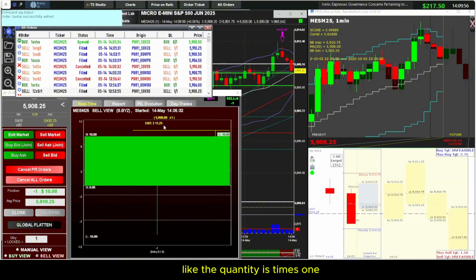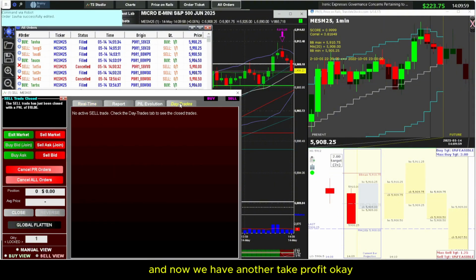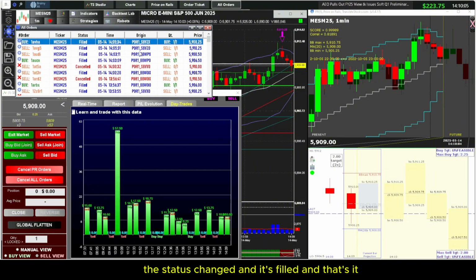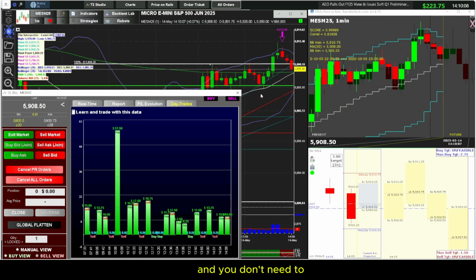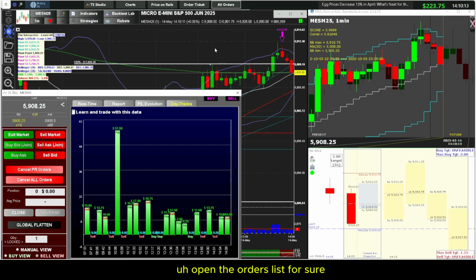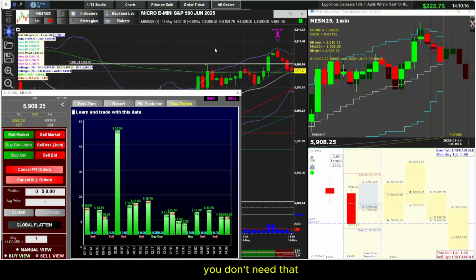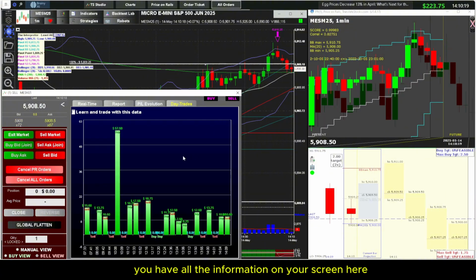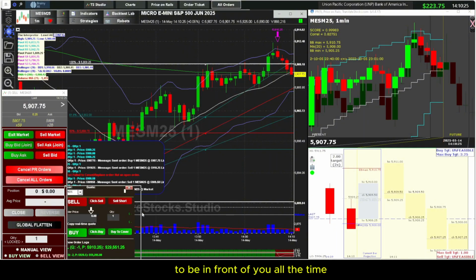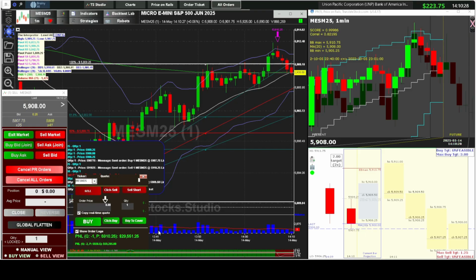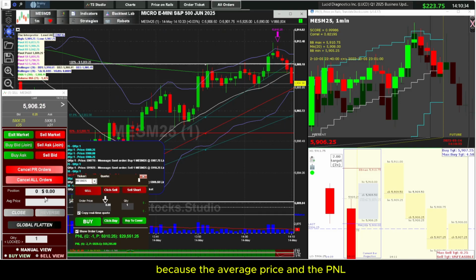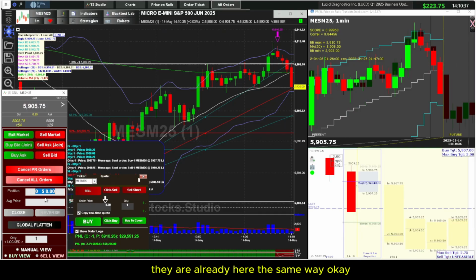The quantity is times 1, and now we have another take profit. Okay, another take profit, and it's filled. The status changed, and it's filled, and that's it. And it's not in the chart anymore. You don't need to open the orders list. For sure, you don't need that. You have all the information on your screen here. And if you don't want this view to be in front of you all the time, you can just shrink that piece of the window, and then you can just use the order ticket, because the average price and the P&L are already here the same way.